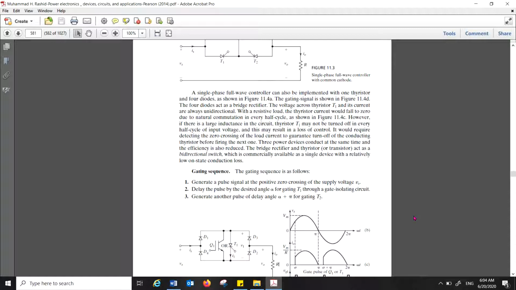So we have gone through this pretty interesting single phase controller. And the controller gives excellent control over the AC signal.